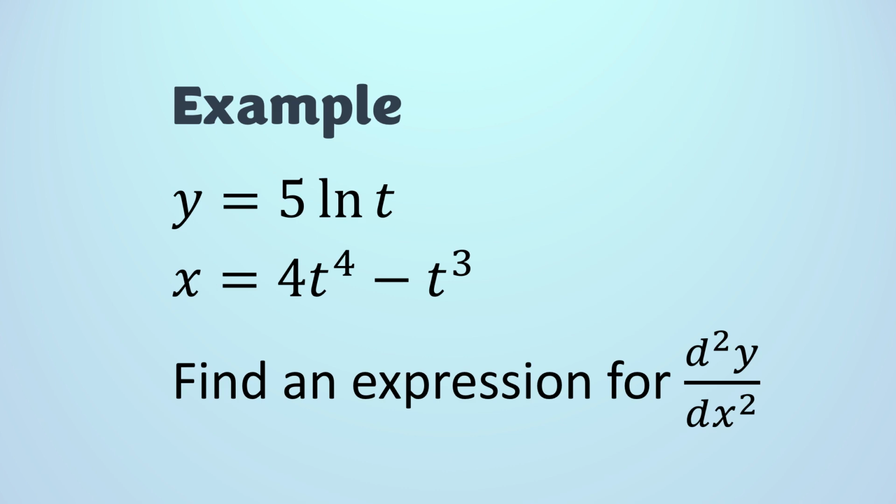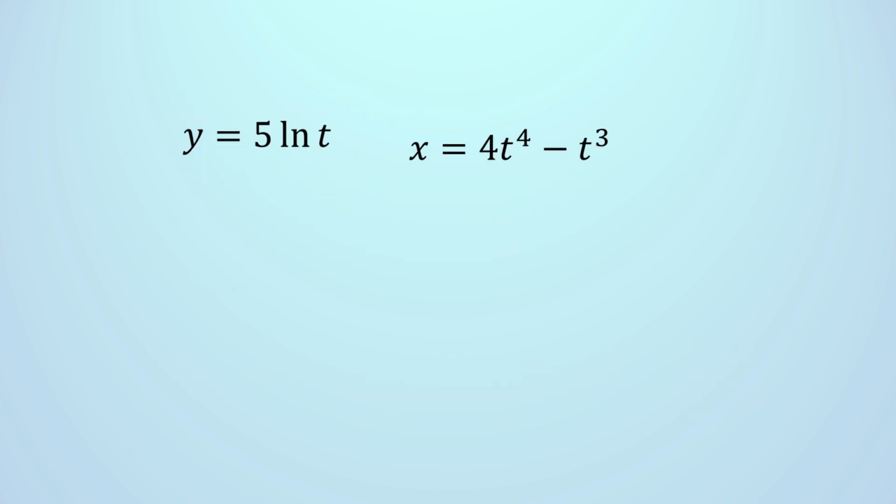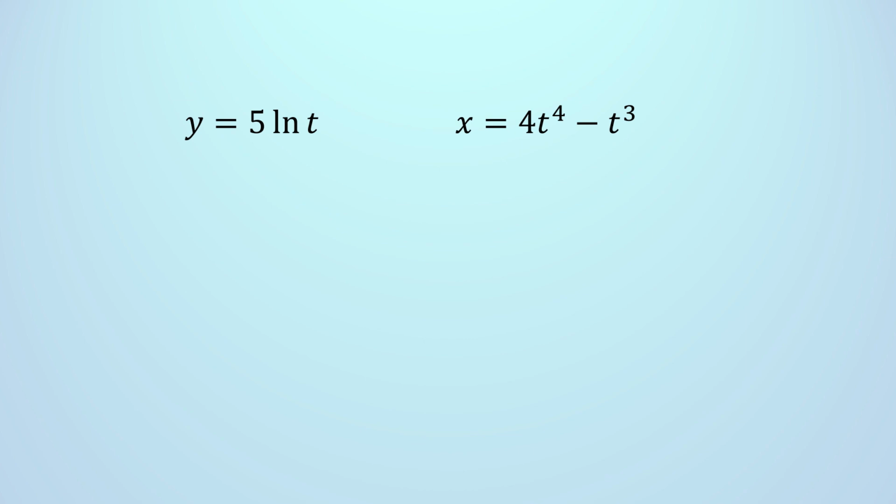If we have, for example, two parametric equations that look like this: y equals 5 ln t and x equals 4t to the power 4 minus t cubed. What happens if we want to find an expression for d squared y over dx squared? Well, now we've got the formula, it's easy. So all we've got to do is differentiate the y twice. So differentiate it once, you get 5t to the power minus 1.